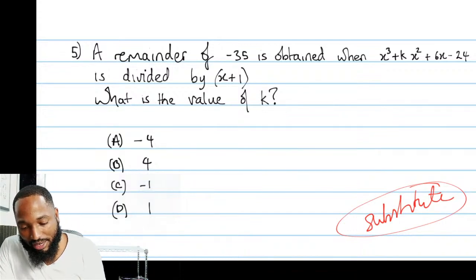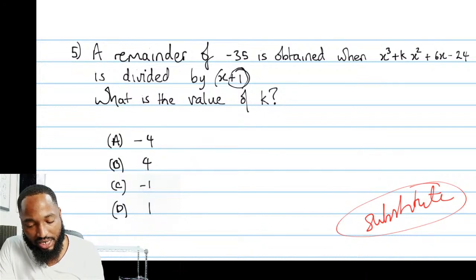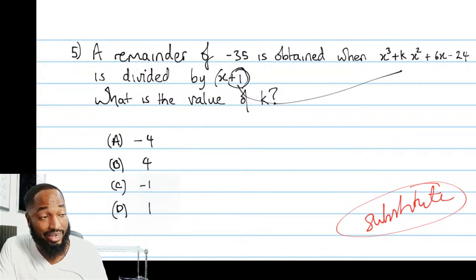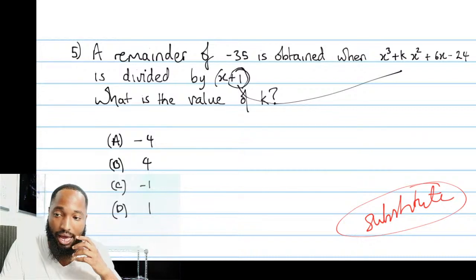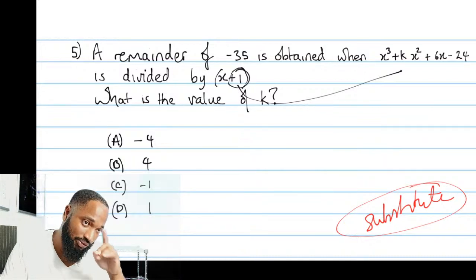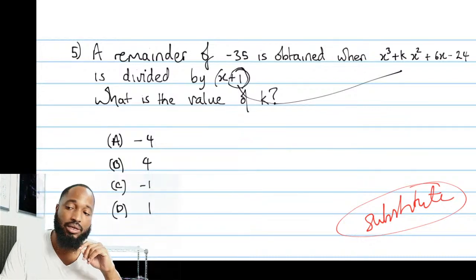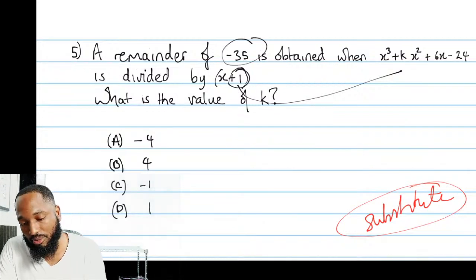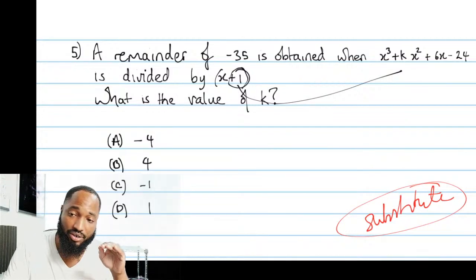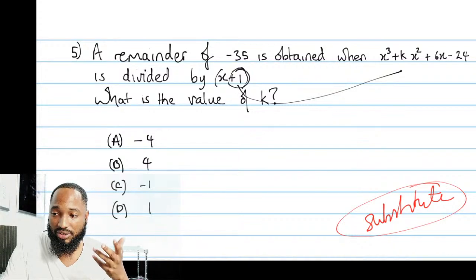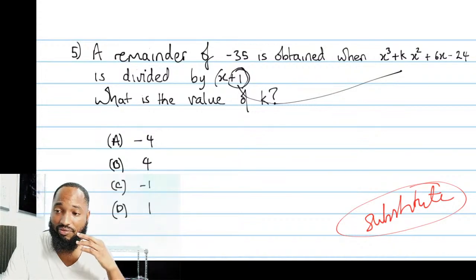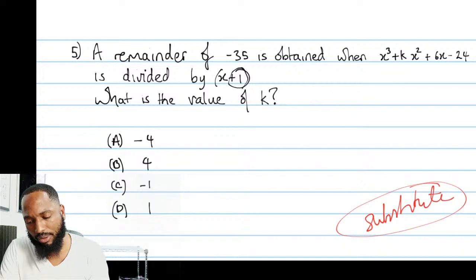If it could be divided by this, you substitute the plus 1, well not the plus 1, it's the inverse. You substitute the negative 1 in there and you will get 0 if it was exactly divisible. But since it's not, since there's a remainder, when you substitute negative 1, everything's supposed to boil down to give you negative 35. Now, why am I substituting negative 1?